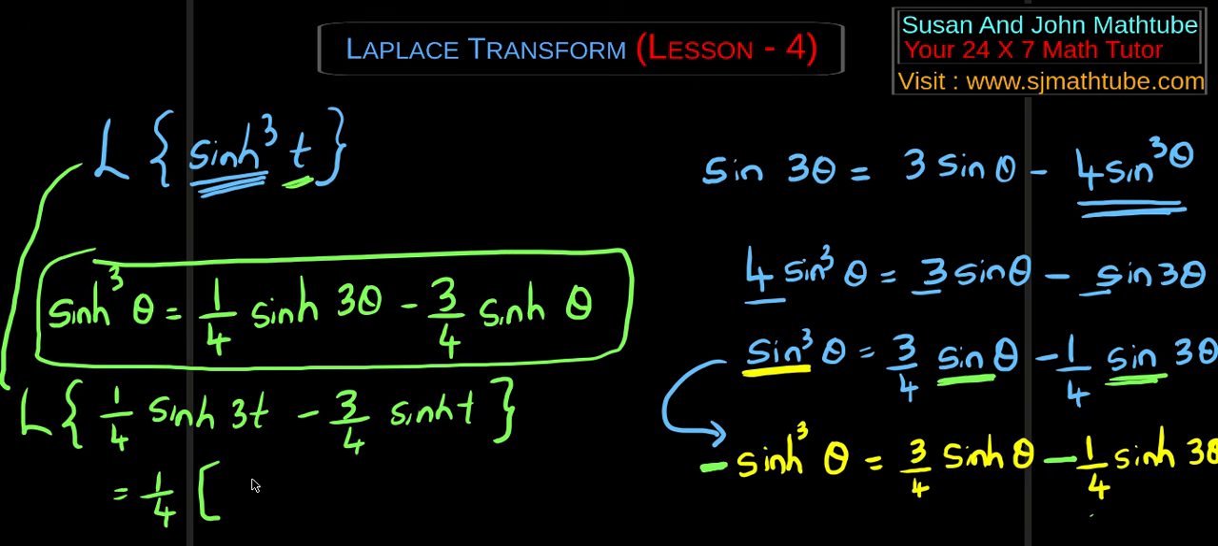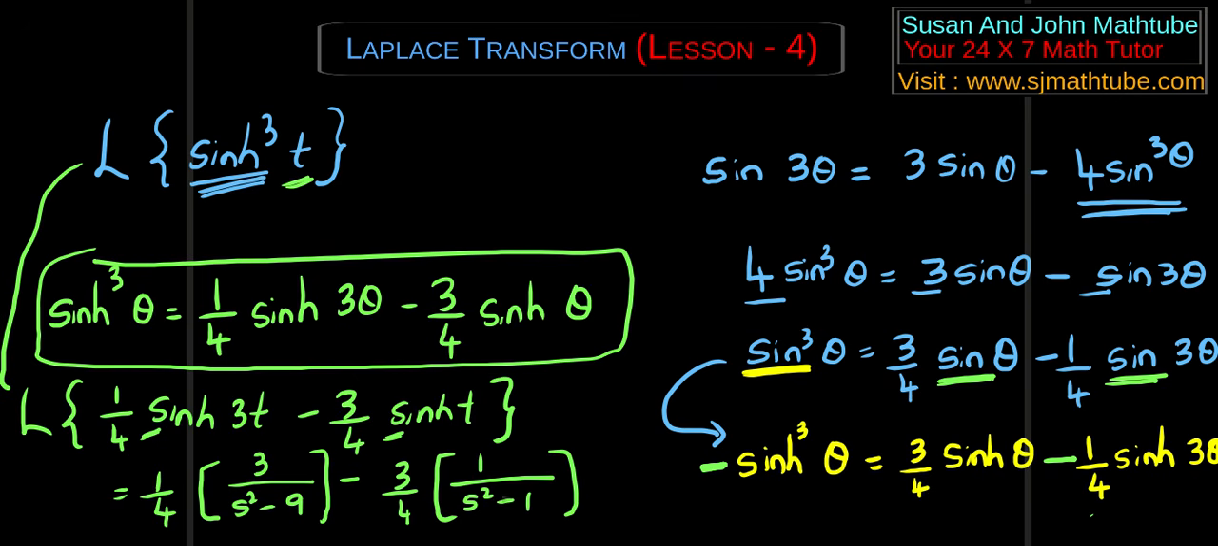Okay, now look at this. The answer will be, it starts with S, so answer will be 3 by S square minus 9, minus 3 by 4. It starts with S, so 1 by S square minus 1. And that's it. You can take LCM, simplify, take 1 by 4 common, and that will be your job.